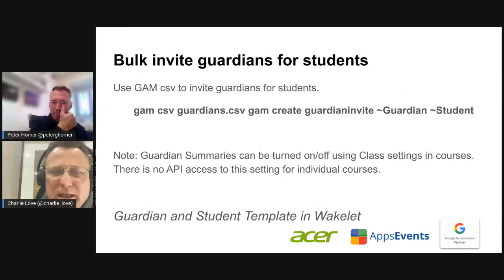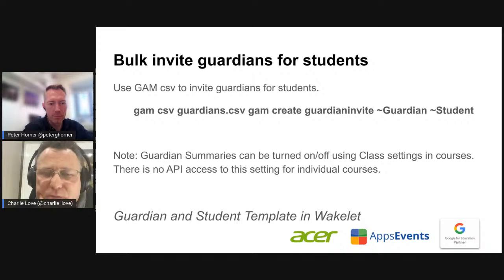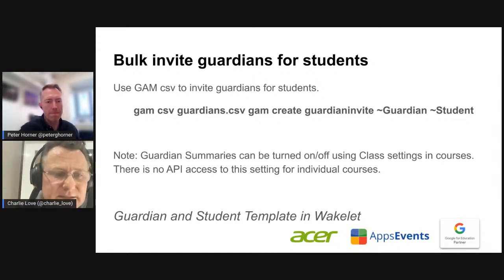Okay, so next one is a kind of a big job that you might want to do. I tend to do this once, maybe twice a year, and that's around Guardian access. Now, Guardian access is turned on by default in K-12s. If you're in higher education, it's off by default in terms of Google Workspace for Education. Guardian access gives Guardian summaries, invites Guardians to view Guardian summaries.